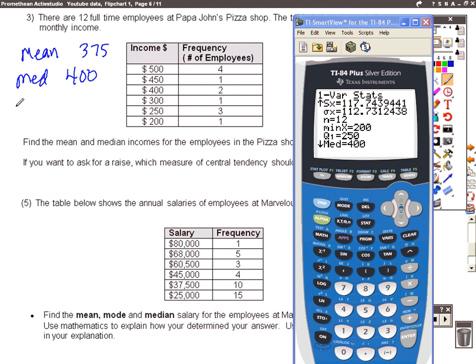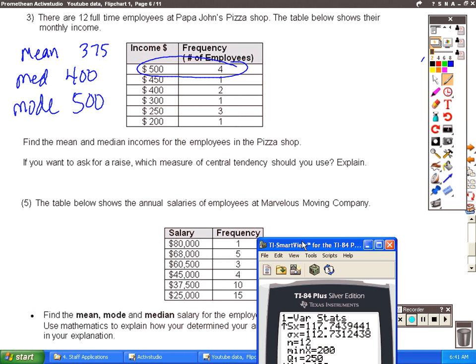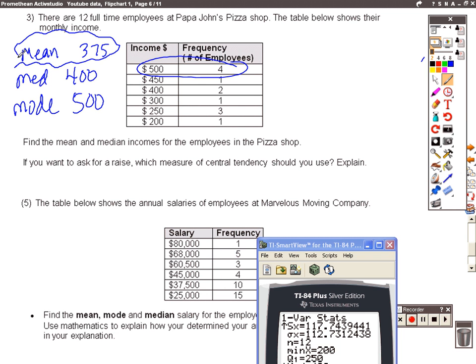And the mode is the number that occurs most often in the chart. The $500 salary occurs 4 times. If you want to ask for a raise, which measure of central tendency should you use? In this case, you would want to use the mean, because if you want a raise, you want to indicate that the salaries are low and that you need a salary increase.